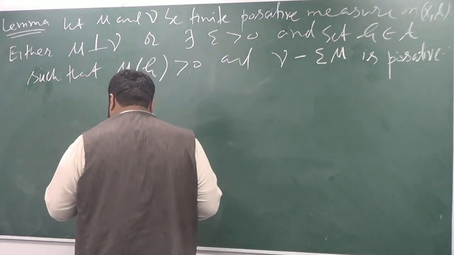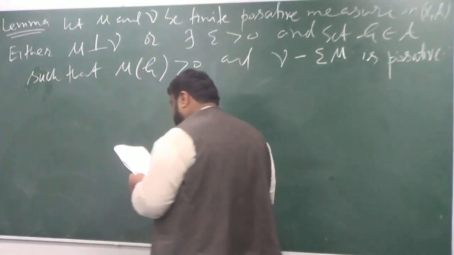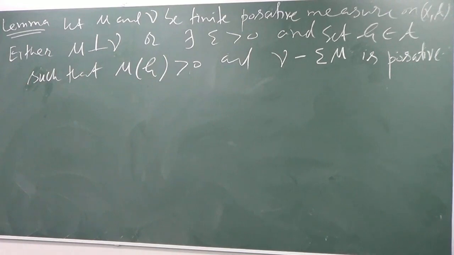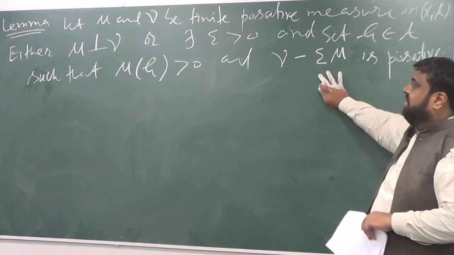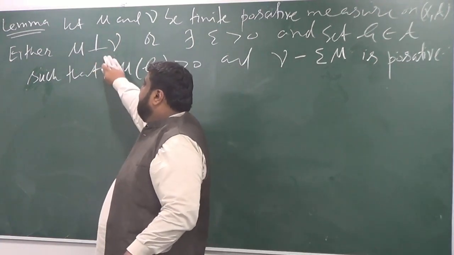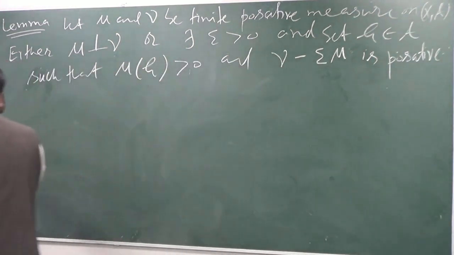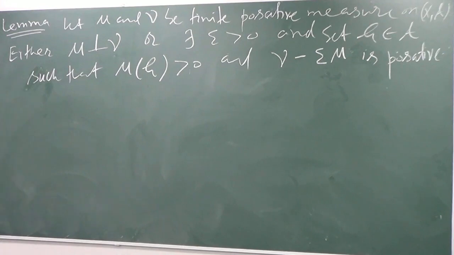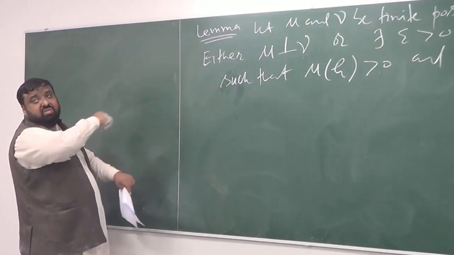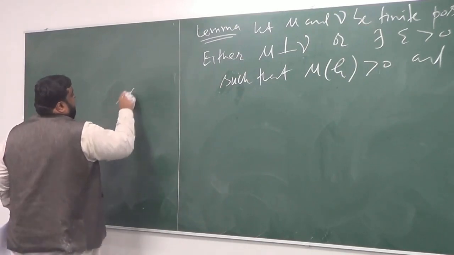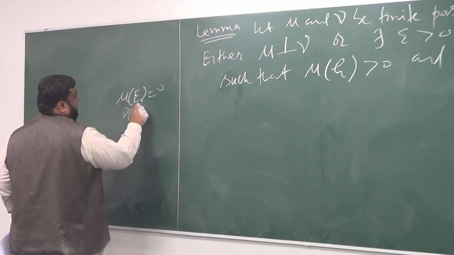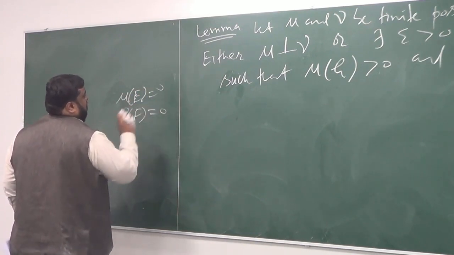So simply, I have a measure nu and I am perturbing it by a small factor of mu and I still get a positive. Mu of G is positive. What it means is, between these two, either mu is singular to nu. What does mu singular to nu mean? So you have sets E and F such that their union is X and their intersection is empty. Then mu of E is 0 and nu of F is zero.